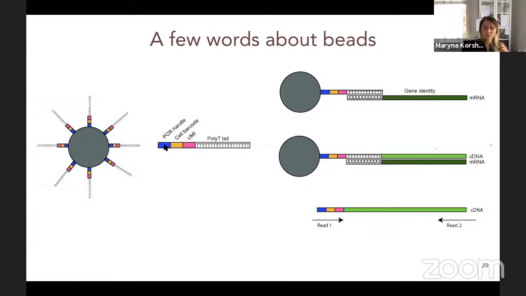If you can see here on this image, every PCR handle for all of the beads that you will use in your experiments is the same. Every cell barcode sequence assigned to one bead is the same within this volume. And every UMI is unique, so that is why it stands for unique molecular identifier. The other common part on every bead is the poly T tail, which will be used for capturing mRNA and second strand reconstruction. So by using poly T tails, you capture the poly A tails of your mRNA, reconstruct the cDNA, and do the sequencing using NGS tools.